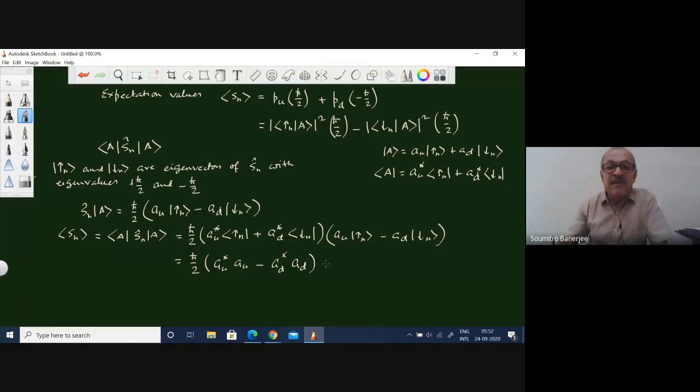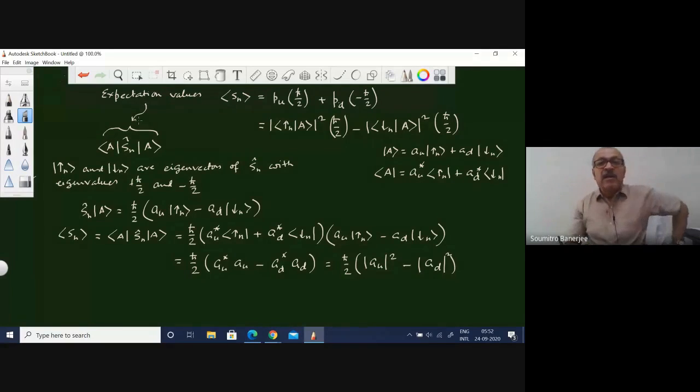So this is equal to h cross by 2, mod A up square minus mod A down square. Okay, this is the same as what we earlier observed. So we can see that this is also a perfectly valid expression for the expectation value. The expectation value can be calculated this way or this way, depending on whichever is convenient.